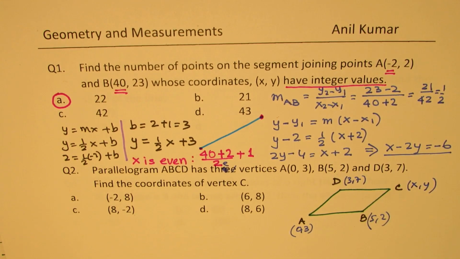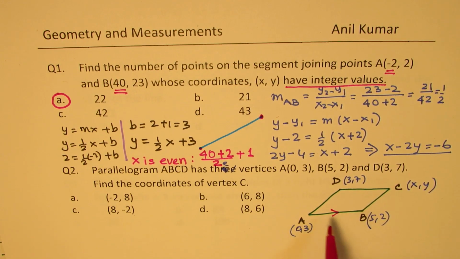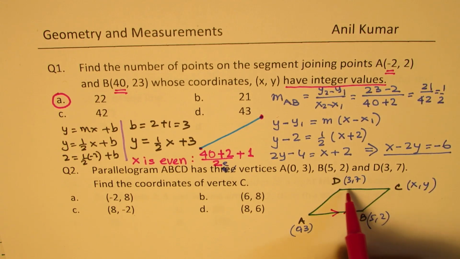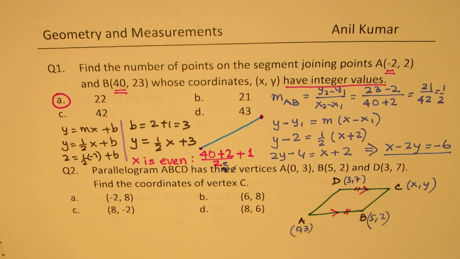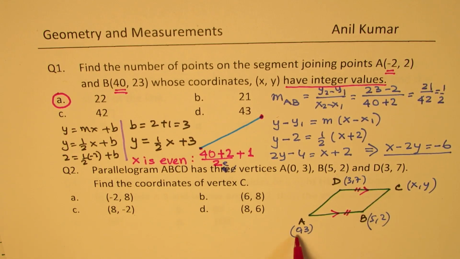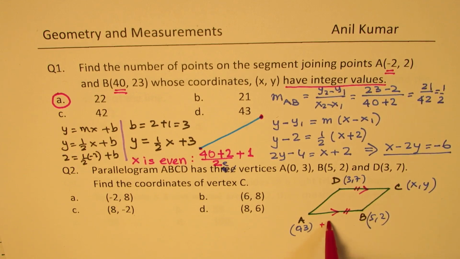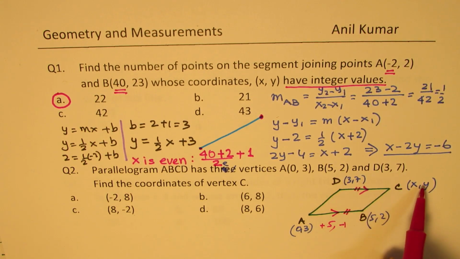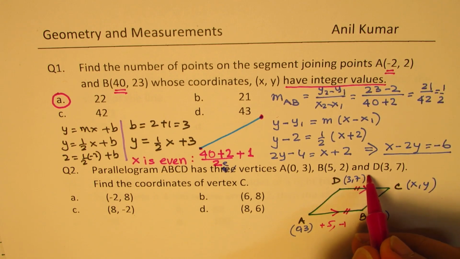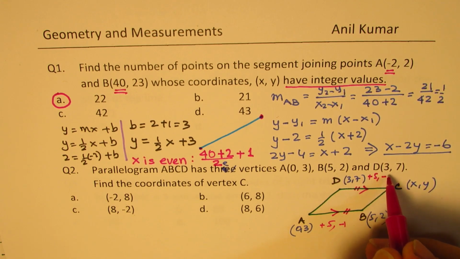So how do we get the coordinates of C? The best way is A to B is the same as D to C, and they are also parallel, correct? So if you go from A to B, what happens to the x value? We add 5 as far as the x value is concerned. The y value we subtract 1, correct? So if you do the same thing here, you will get your point C, correct? So let's add 5 and take away 1.